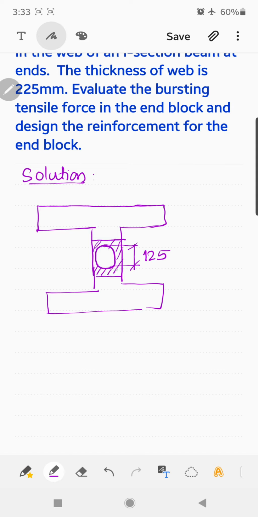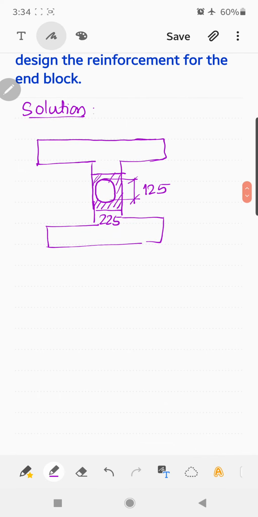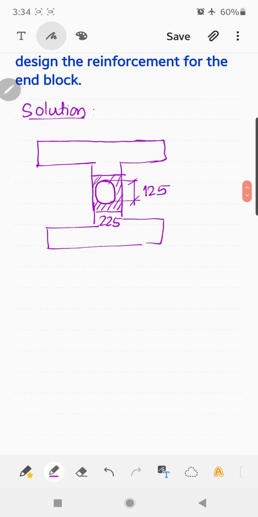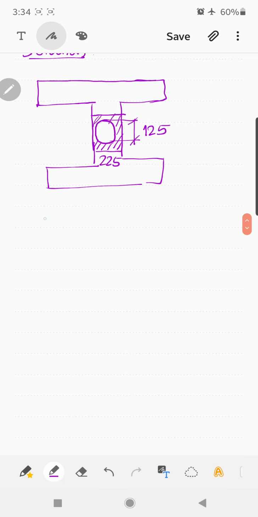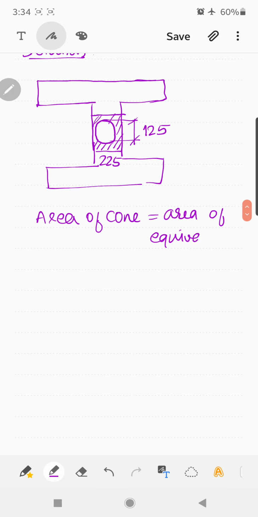This is the surrounding prism now, which is 225 mm. Now to solve this, first of all, we have to convert the area of the cone into the equivalent loaded area. Because it is a circular anchor plate, you have to convert this. So therefore the area of cone is equal to the equivalent loaded area.